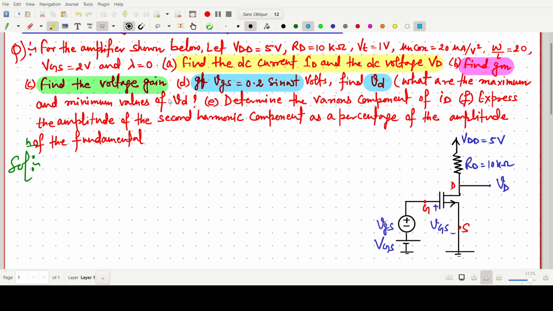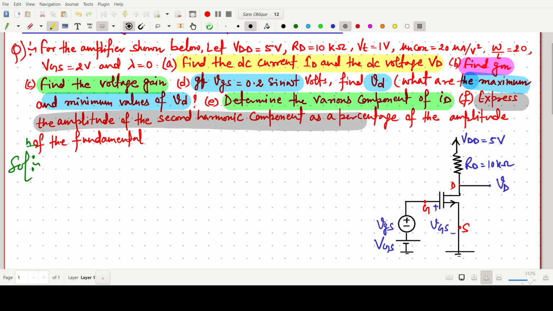voltage, and what is the maximum and minimum value of vD, that we have to find. And finally we have to find the various components of ID, that is the instantaneous one, I will tell what is the symbol representation, and express the amplitude of the second harmonic component as a percentage of the amplitude of the fundamental. So these five things we have to find.